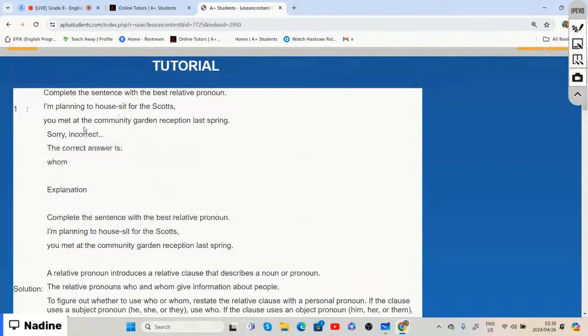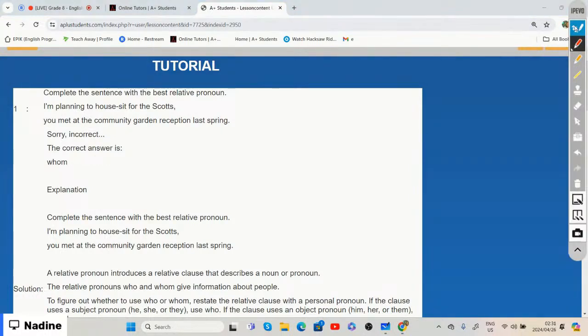Yeah, it says we need to choose either who or whom, right? I'm planning to house it for the Scots, for them, you met at the community garden reception last spring, right? So if it's referring to the Scots, which is them, then we're going to say that I'm planning to house it for the Scots whom you met at the community garden reception last spring, because we're referring to them.